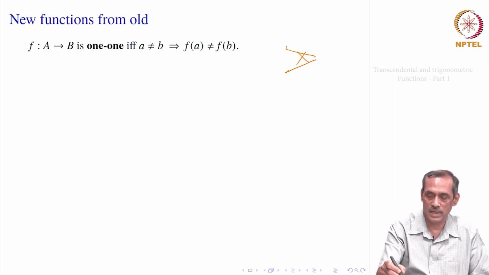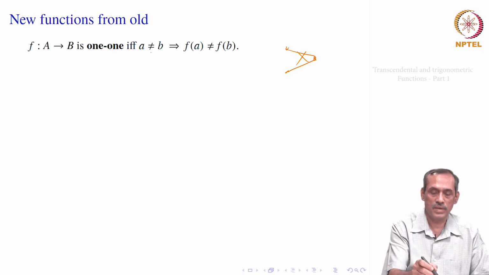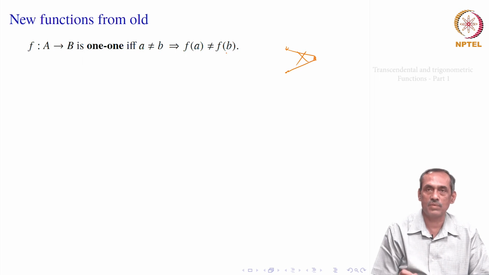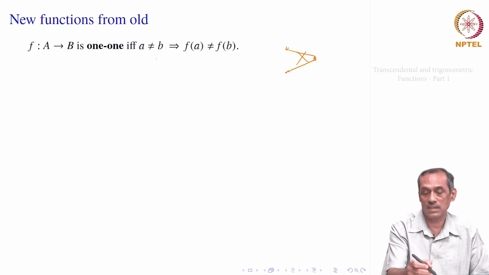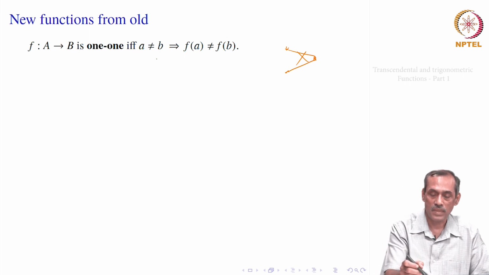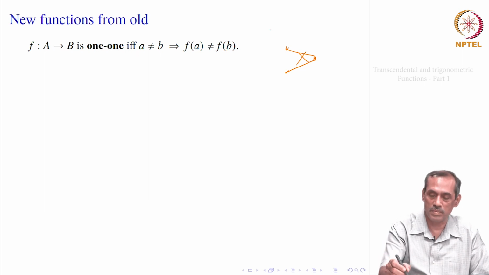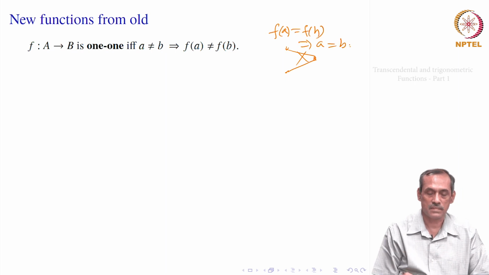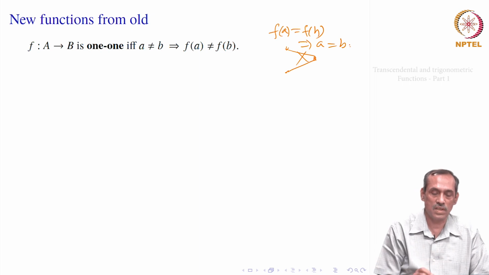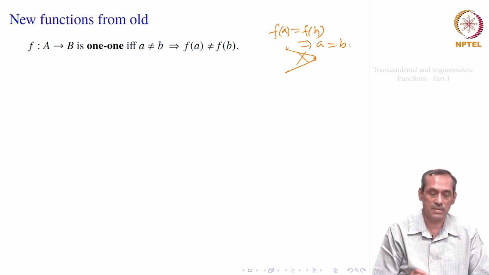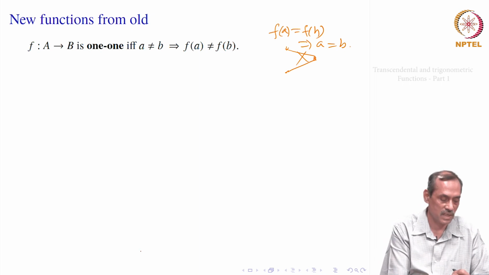Two elements A and B will never be mapped to the same element here. So, if A is not equal to B, then f of A is not equal to f of B, but in applications it is usually the other implication that is more helpful: f of A equal to f of B implies A equal to B. We may write it like this. This is the condition for one to one; f becomes one to one if this condition is satisfied.